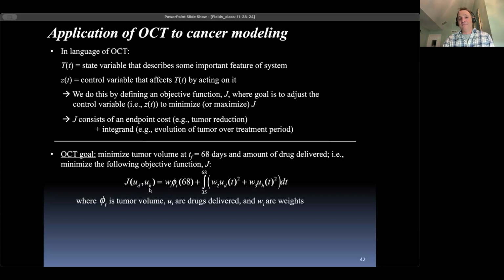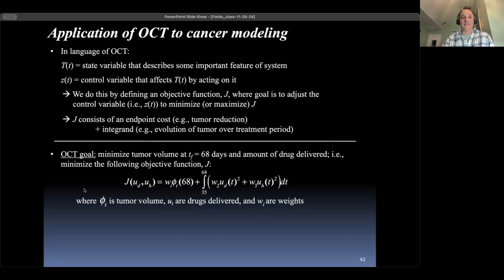You're giving the doxorubicin. This is your source term for doxorubicin, the broad spectrum chemotherapy, and our source term for H. And so we have some weight for the tumor volume at day 68, and then you have some weight for when you're giving the dose for the doxorubicin and the dose for the Herceptin. And so V sub T is the tumor volume, U sub i are the drugs that are delivered, and the W sub i are the weights. So these are the things that you can vary.